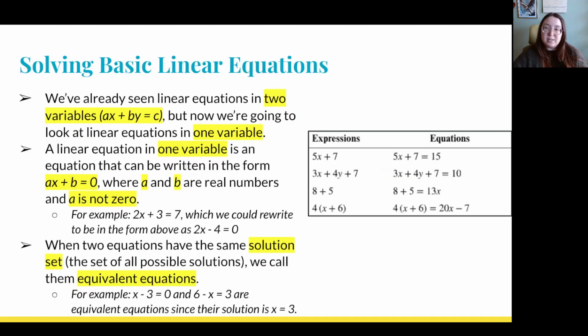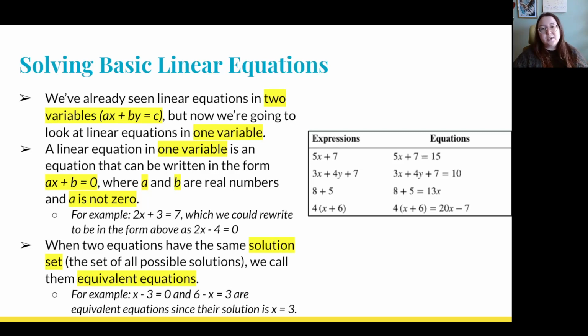So, solving basic linear equations. We've already seen linear equations in two variables. That's your ax plus by equals c. But now we're going to look at linear equations in one variable. So we're making it a little bit easier in this case.